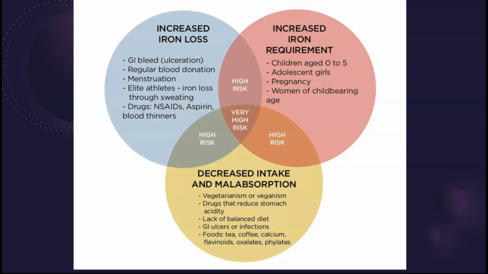Other reasons that a patient might have iron issues, okay, so women right off the bat have an increased iron requirement because of menstruation, right? They're losing 20 to 60 milliliters of blood a month. That's 20 to 60 milliliters of iron-rich blood that is no longer floating around.